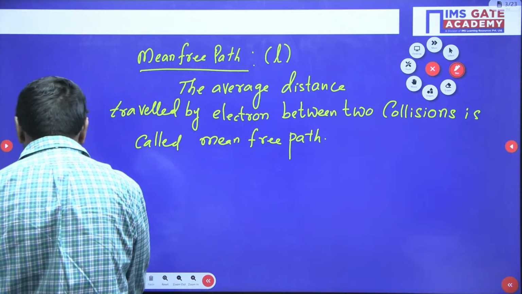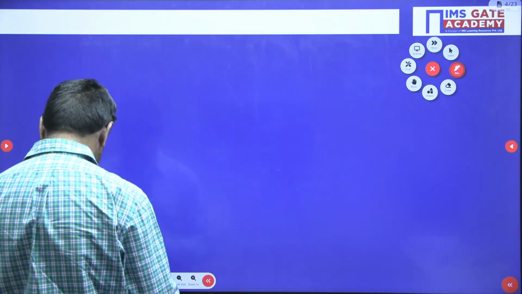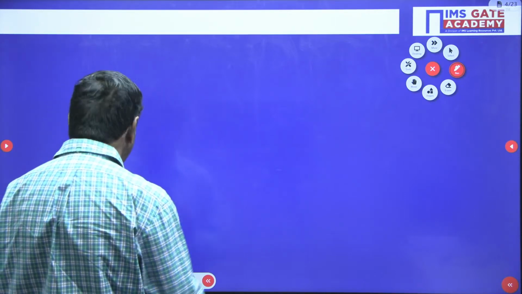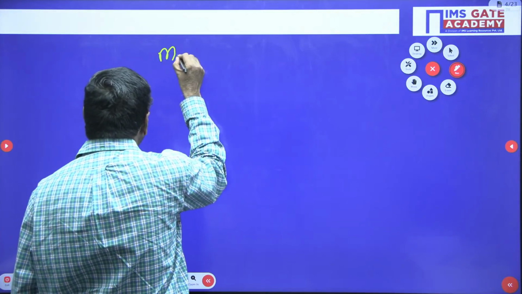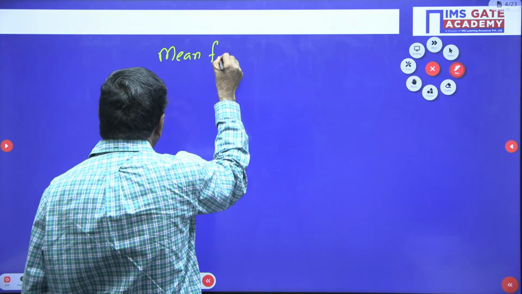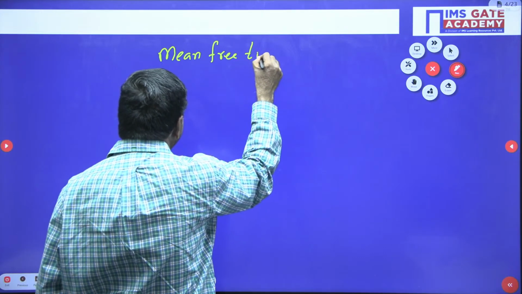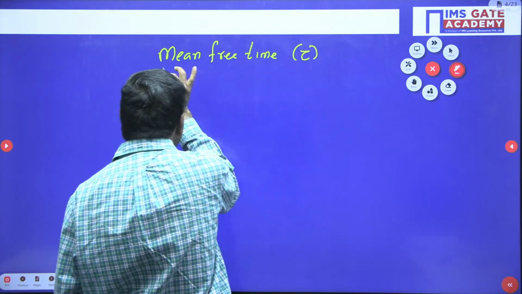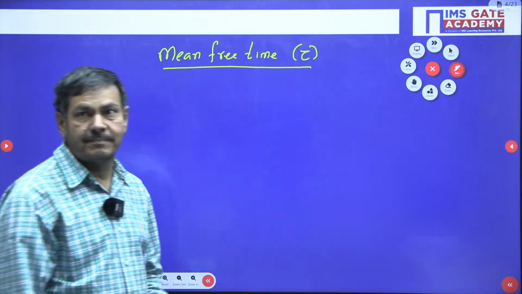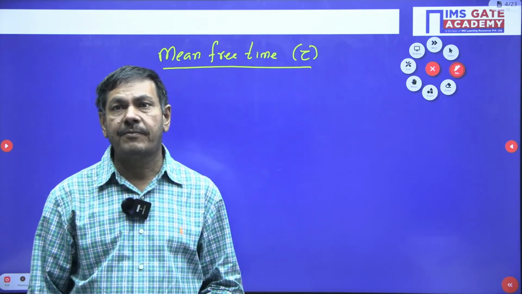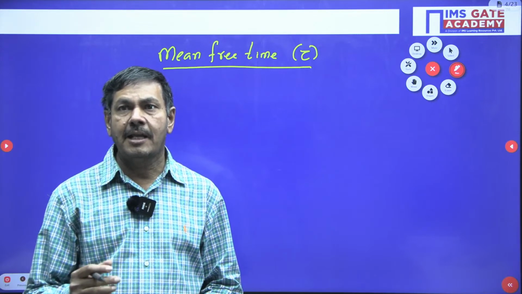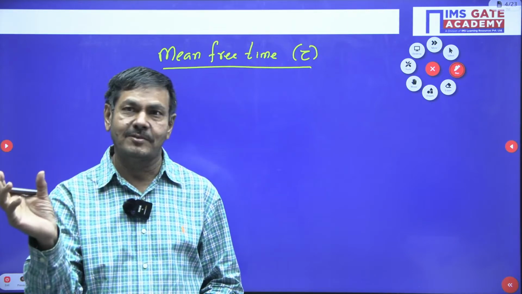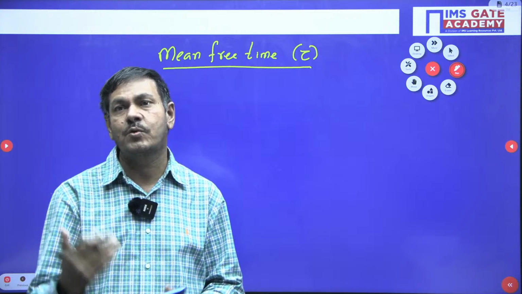Next one I can define. One more is more important now: mean free time. This is generally denoted by the symbol tau. How can we define this mean free time? The time taken by the electron to cover the mean free path. To cover the mean free path, some time it is going to take.